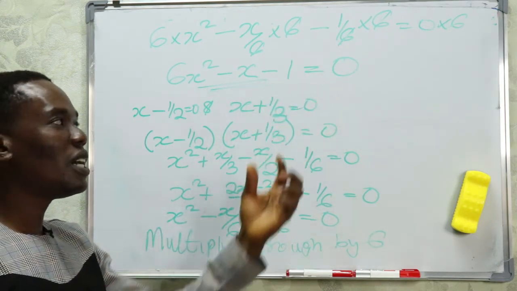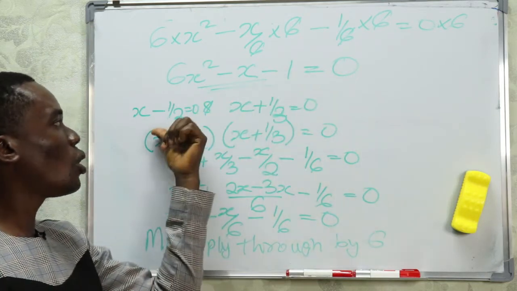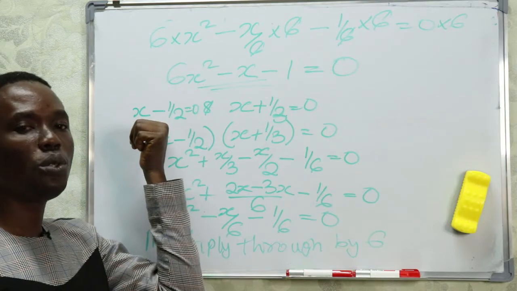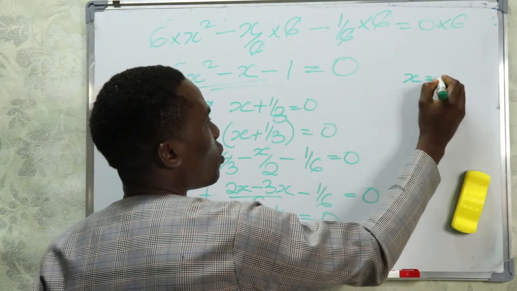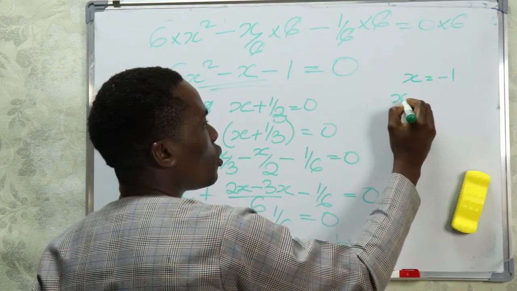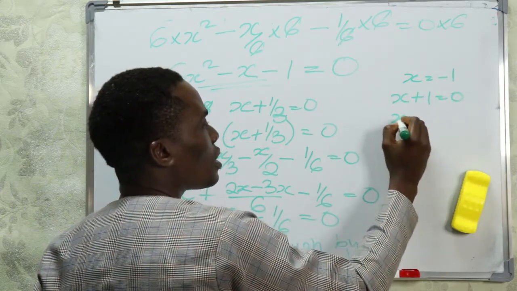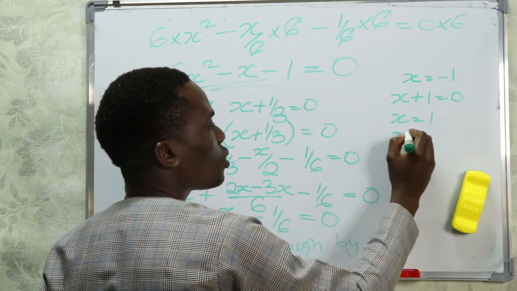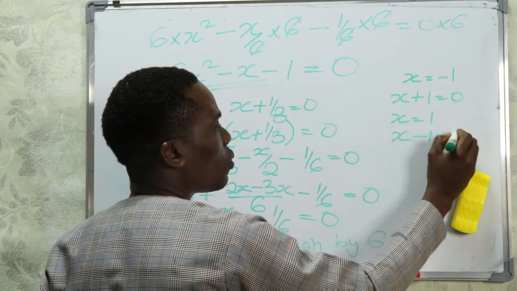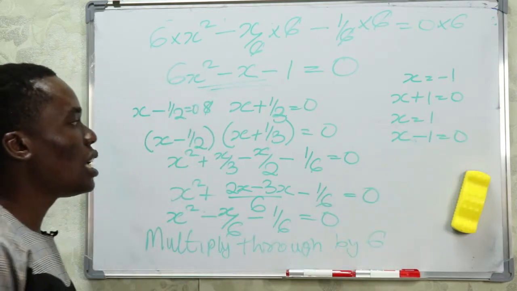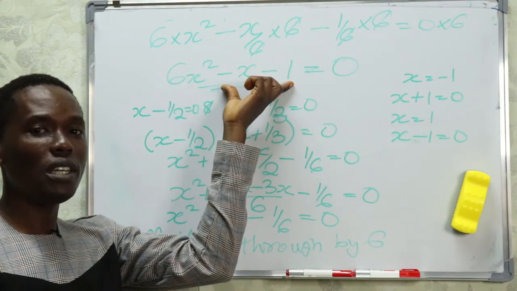So whenever you are given any root of any equation, the first thing you do is to return back to the equation that produced that root. If x is equal to minus 1, then the equation will be x plus 1 equal to 0. If x is equal to 1, then the equation will be x minus 1 equal to 0. And then you multiply to get back the equation. You see how easy it is.